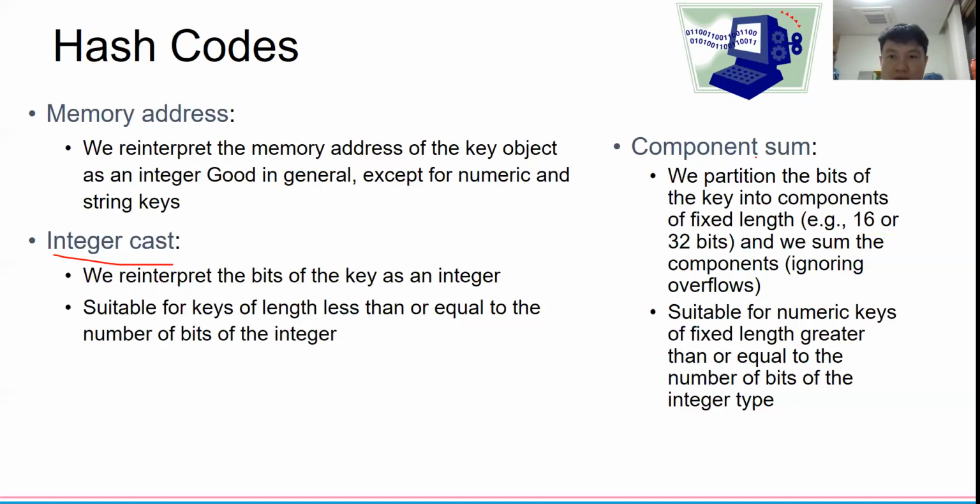Sometimes we want to use the component sum. The component sum is a partition of the bits into components of fixed length, 16 or 32 bits, and then we sum the components. It is suitable for numeric keys of fixed length greater than or equal to the number of bits of the integer type. So if you have A and B, you convert A into bit components, convert B into bit components, and then sum them. That's also one way to do the hash code.